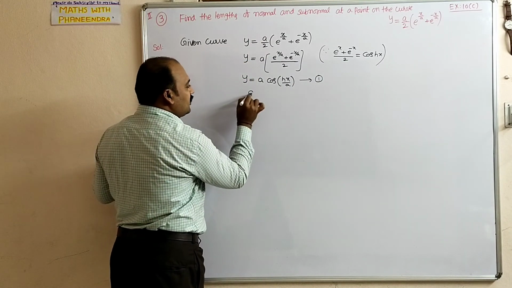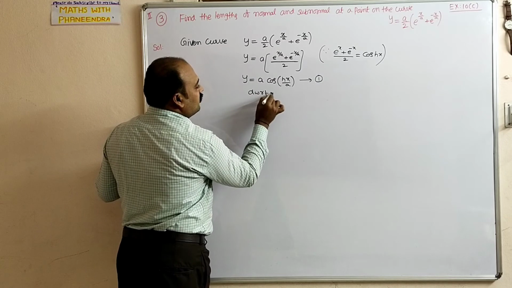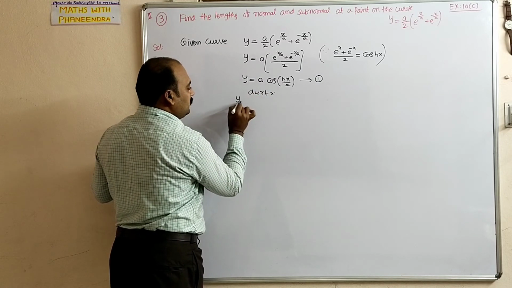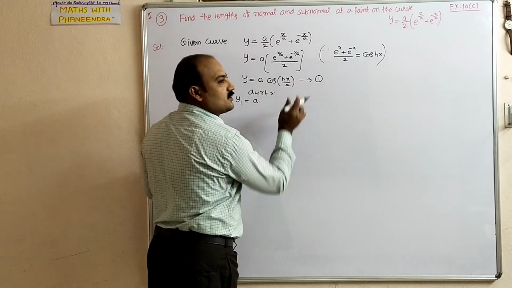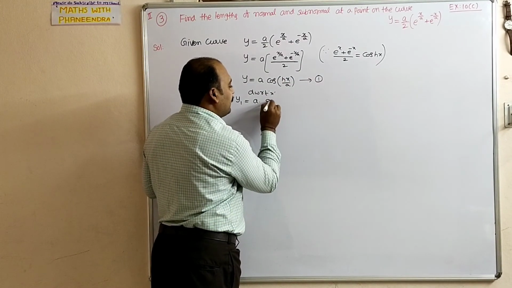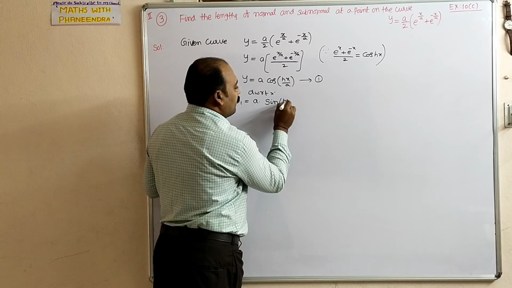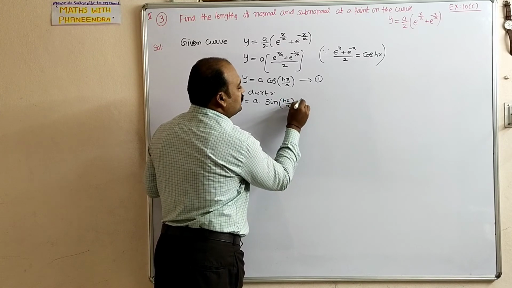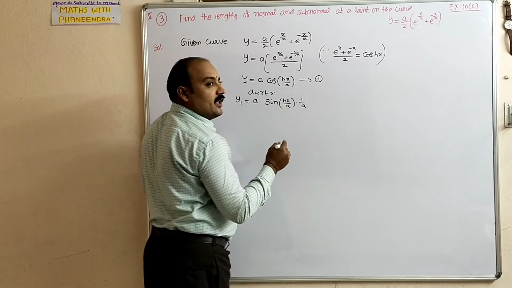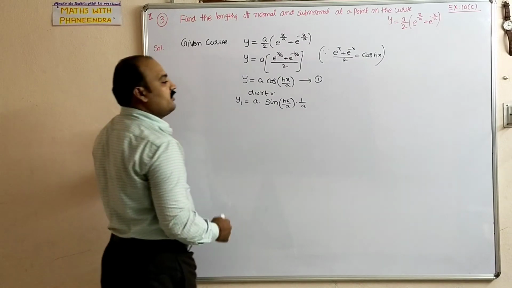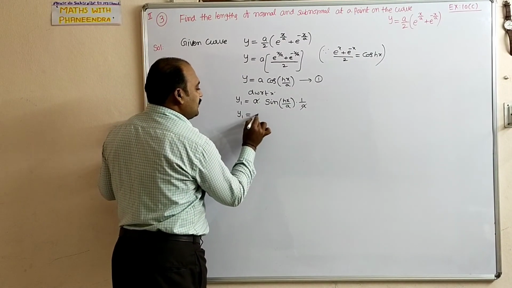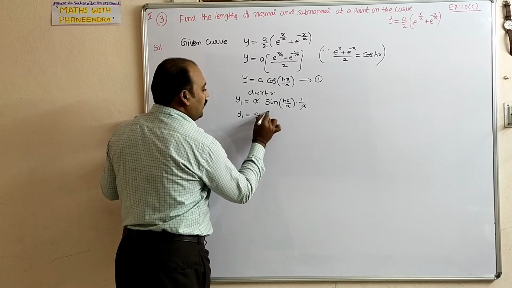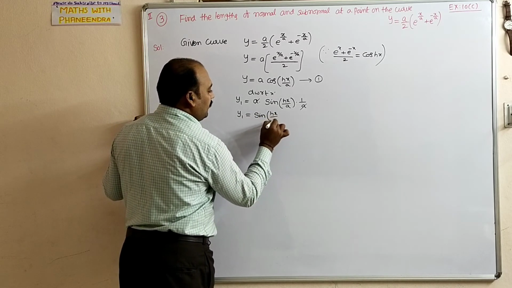Now differentiate with respect to x. y derivative is y1, a constant, d by dx of cosh x by a is sinh x by a. Again, the derivative of x by a is 1 by a, the constant you can take outside, and the derivative of x is 1. So here a gets cancelled. y1 is equal to sinh x by a.